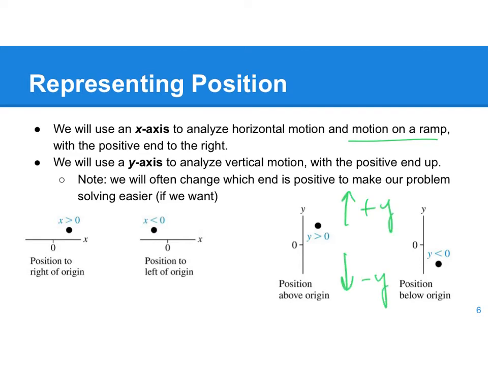And we'll use the Y-axis to analyze vertical motion, with positive being up, positive Y, and negative Y being down. If I were to draw my two axes, positive X, positive Y, negative Y, and in the middle we have our 0 point. That should be very intuitive for you because that's what we always do in math class anyway. Sometimes, though, we can actually change which end is positive to make our problem solving easier, and we'll talk about that more later on.